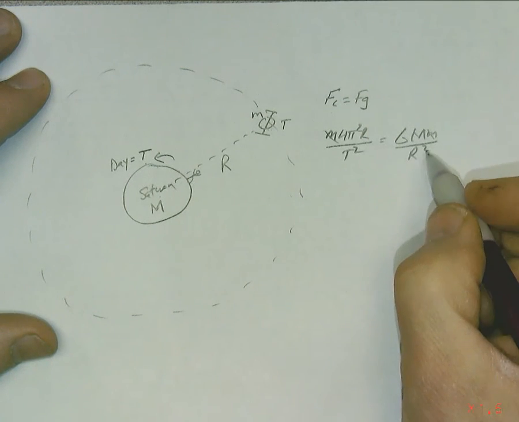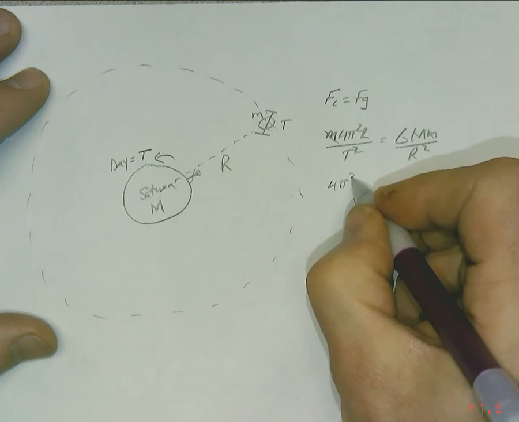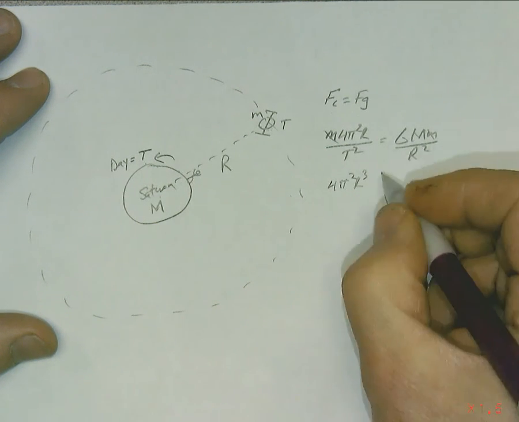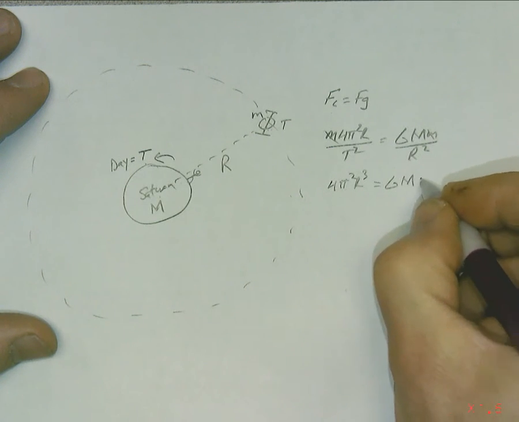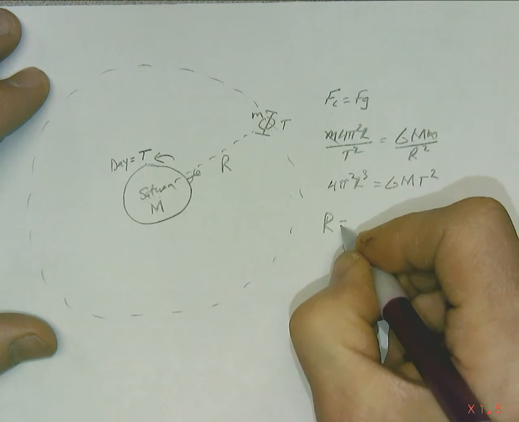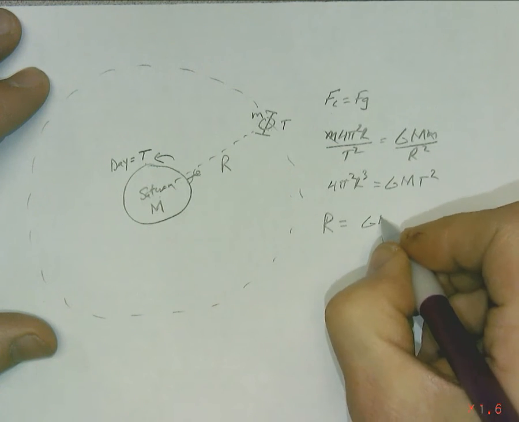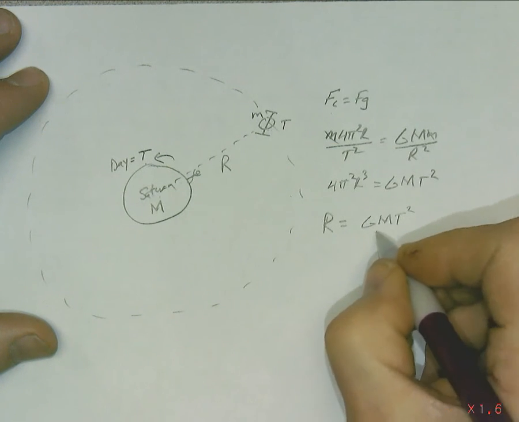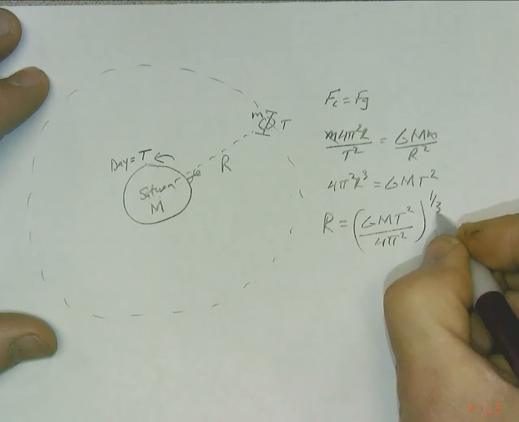And so I need to solve for r, so let's get it by itself. I'm going to cross multiply. 4 pi squared r cubed is equal to G, big M, t squared. Solving for r, r is equal to G, M, t squared over 4 pi squared, to the 1/3 power.